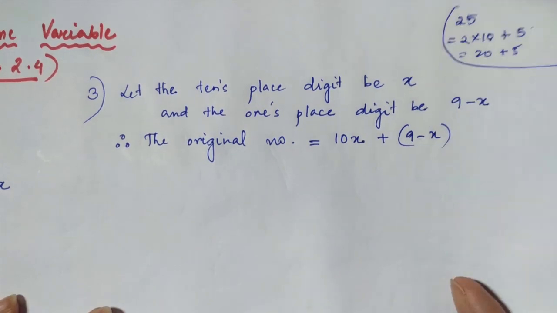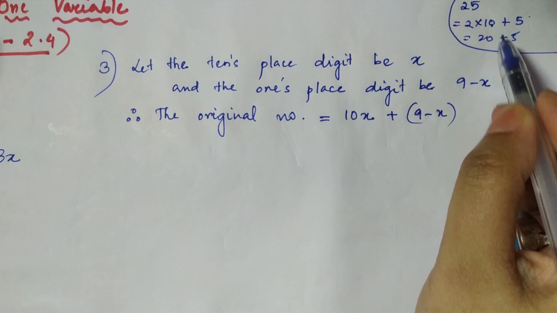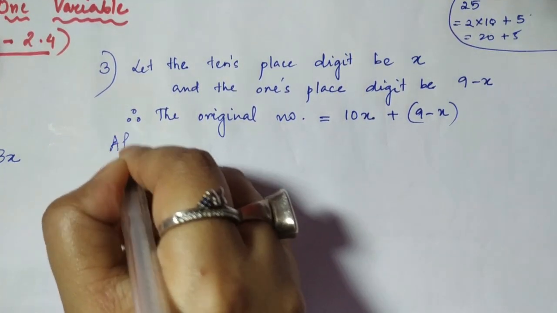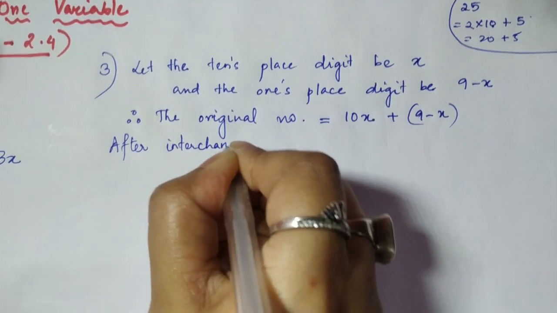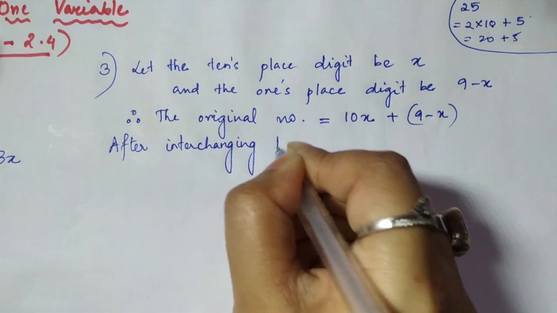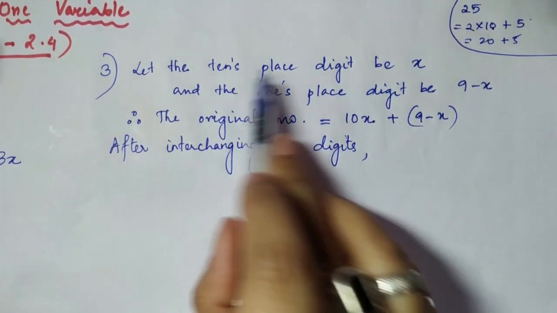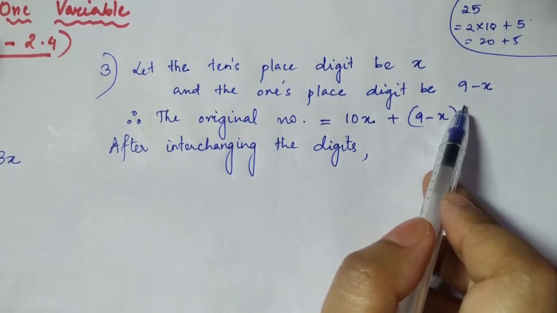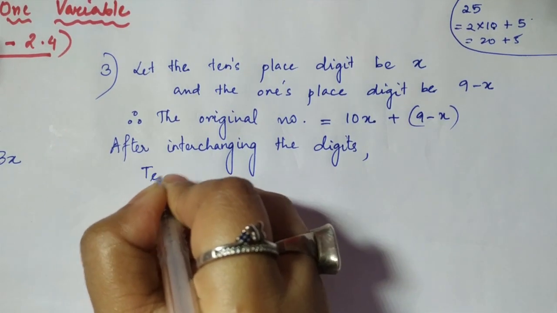Now it is said that we have to interchange the digits. Interchanging the digits means, suppose the number is 25, it becomes 52. So here what happens, let's see. After interchanging the digits, what will happen? This was the tens place, this will become the units place, and this was the units place, this will become the tens place.